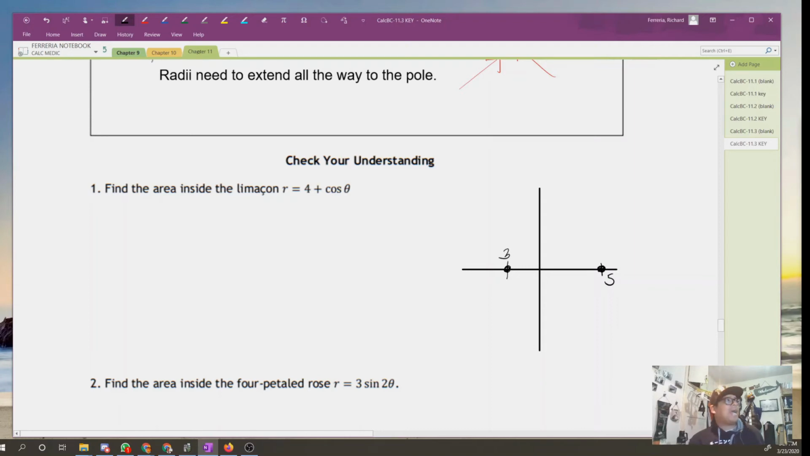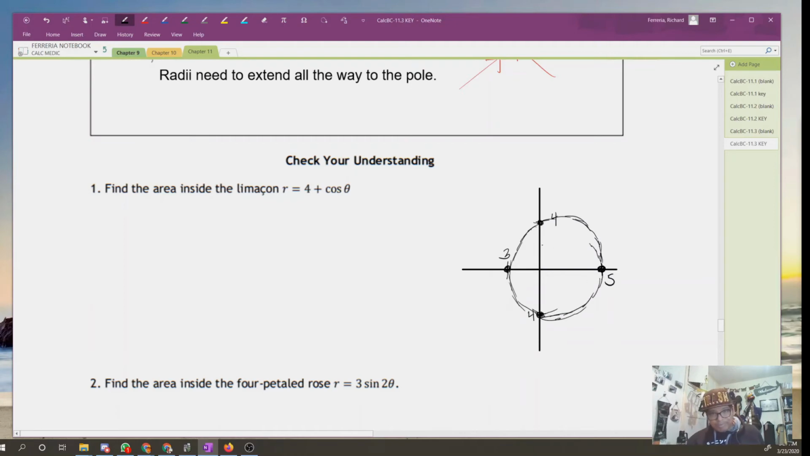Our side axes are going to be at 4. Is this going to be dimpled? Is this going to be convex? What's it going to look like? Honestly, don't care. I think it's just basically going to look like a deformed circle, personally.